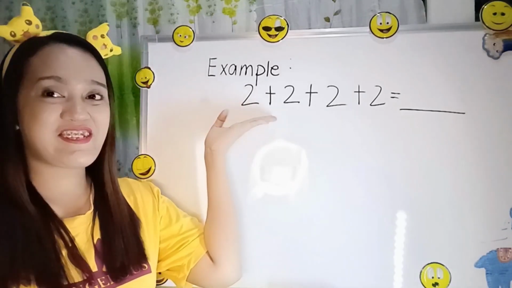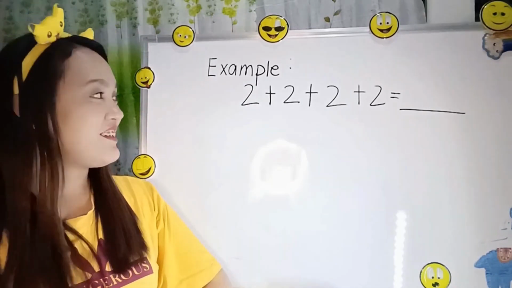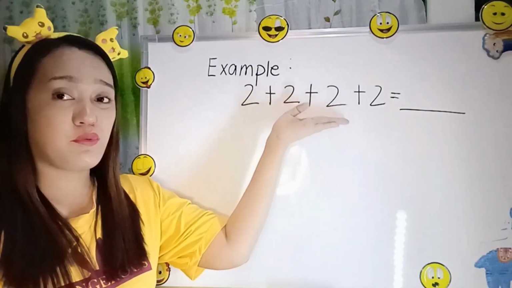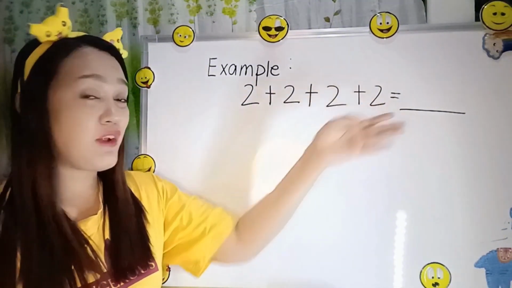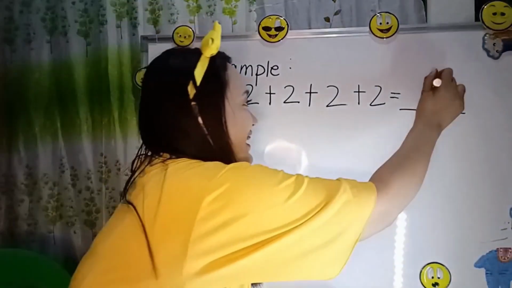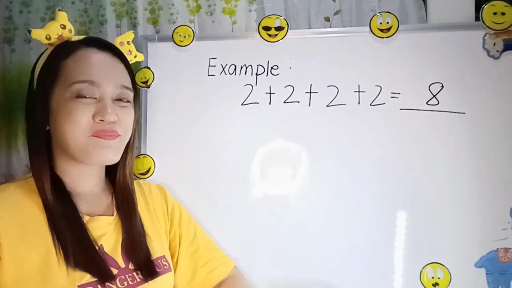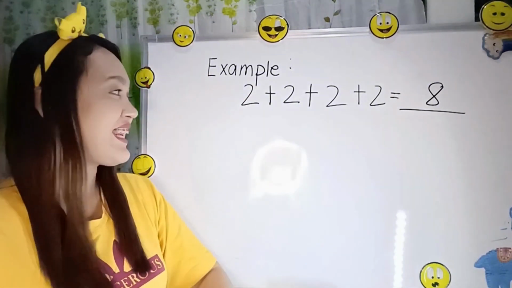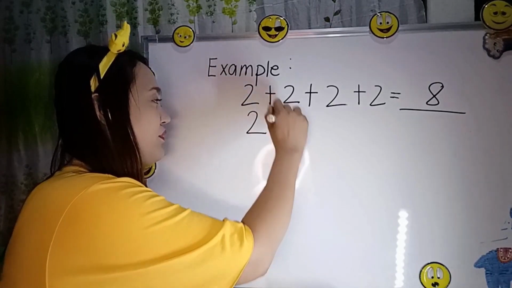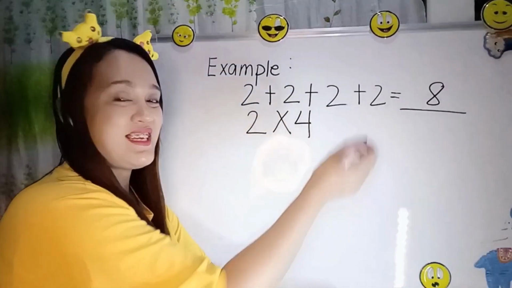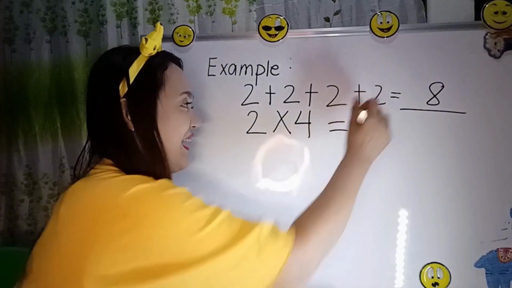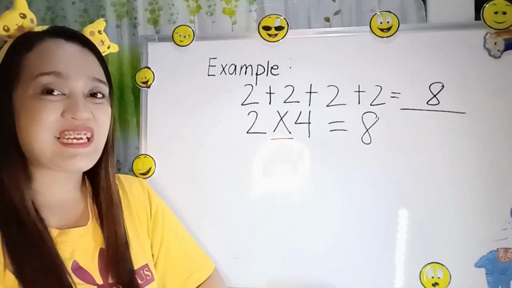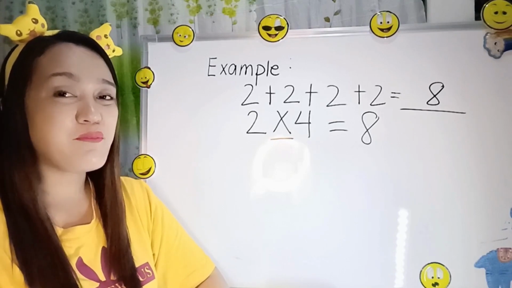Let us analyze this addition problem. In this problem, we have 2 plus 2 plus 2 plus 2 is equal to 8. Another way that we can write this addition problem is 2 times 4 is equal to 8. We use the symbol X, or we read it times, to tell us that we are multiplying.